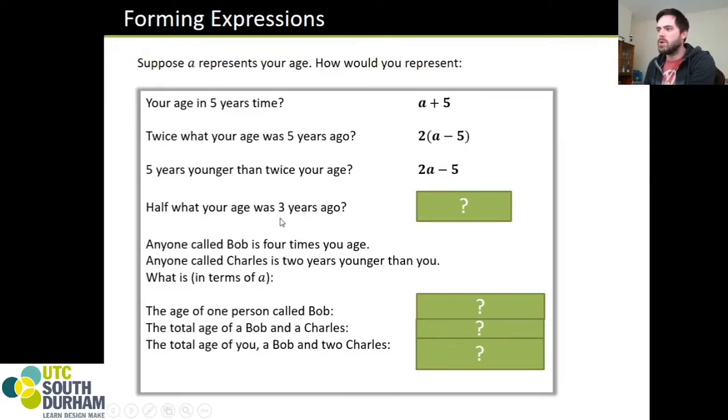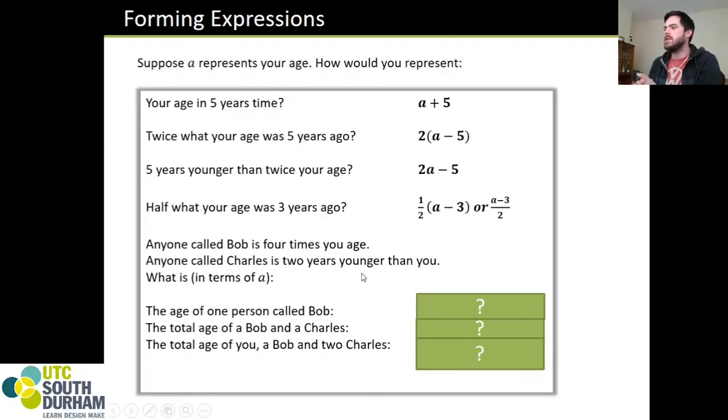Half of what your age was 3 years ago. We've sort of done that already, just something slightly different. Our age 3 years ago was A minus 3, and half of that would be a half of A minus 3, or A minus 3 on 2. Me personally, I prefer to write these things in a fractional form. It makes things a lot easier down the line, especially if there's harder algebra to be done. But if you write half brackets A minus 3 close brackets, you are absolutely fine. Both of those are the correct answer.